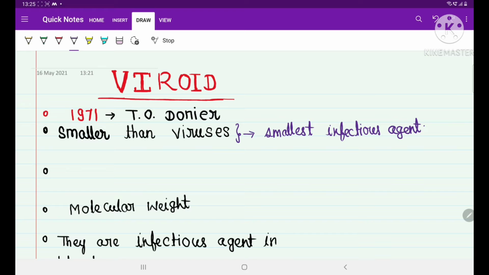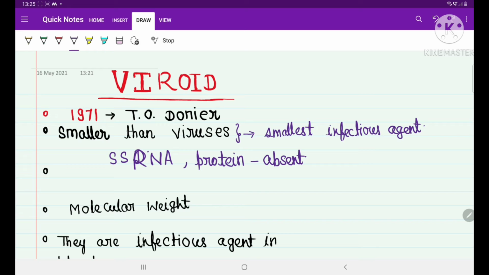So what are viroids basically? Viroids are just single stranded RNA devoid of protein. They have no protein. Protein absent. I'm writing here: absent. They have no protein.